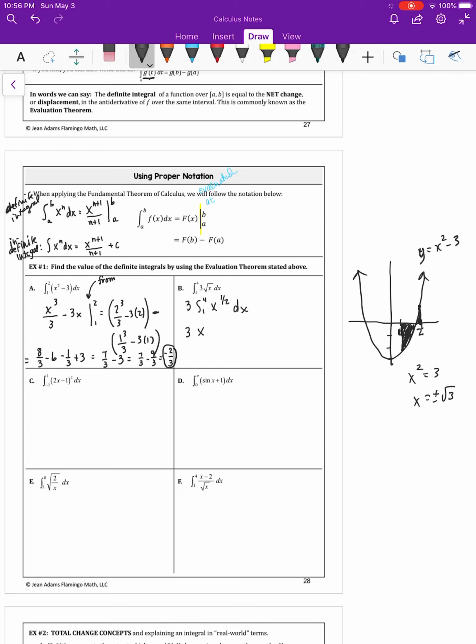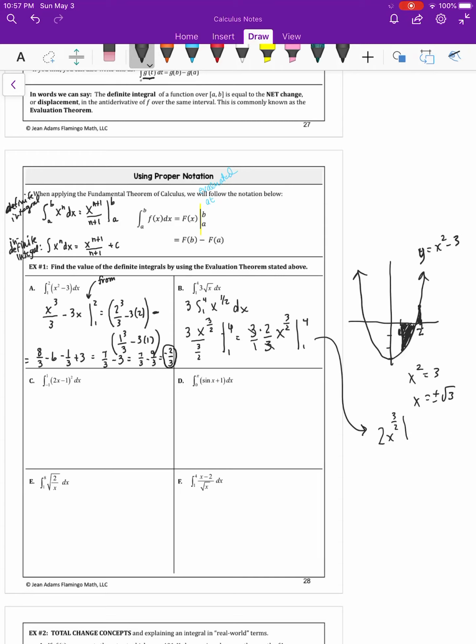We can bring that 3 out front, 1 to 4, and make this x to the 1/2. Then we've got a 3 out front. Remember, this is x to the 1/2 plus 2/2, because we're adding 1, only we're going to make our 1 into 2/2. So this is going to be x to the 3/2, and then we're going to divide by 3/2. When we divide by 3/2, it's the same thing as multiplying by 2/3, from 1 to 4.